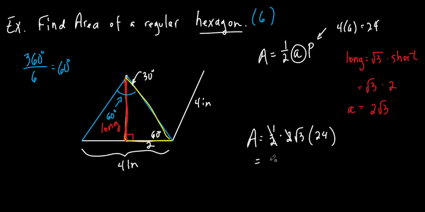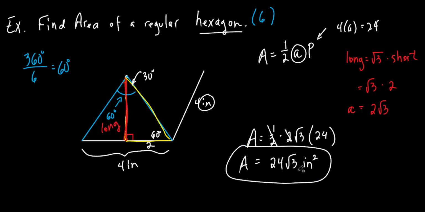And what's my answer now? Yeah, I'm going to write 24 first, right? And then I'm going to write square root of 3, and that's my area. And you can keep it just like that. This was in inches, so what's my area going to be in? Inches what? Squared. That's it. That's how you would write the answer.